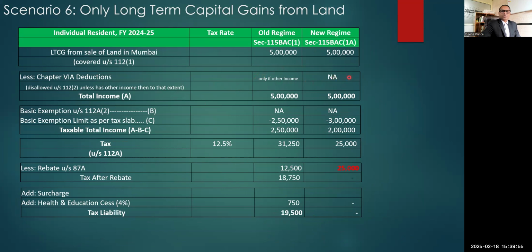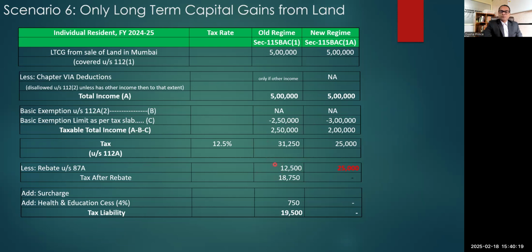New regime, we know it is not allowed anyways. Total income is 5 lakhs. Is the 1,25,000 of basic exemption under 112A applied here? No, it is not applied because it is only for that section. Basic exemption limit applied? Yes, it is applied. We discussed it all this while.